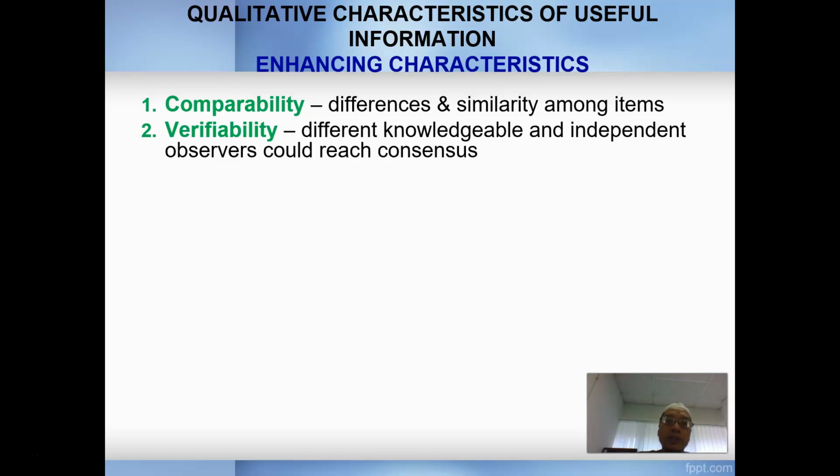Secondly is verifiability. Verifiability is that when that information is given to knowledgeable and independent observers, they would come to the same conclusion. Okay, so the same information given to two or more people, the two or more people will come to the same conclusion. That means the information is verifiable. However, if the same information is given to several people and they would conclude differently, they will think of the company differently based on the same information, that means the information is not verifiable.